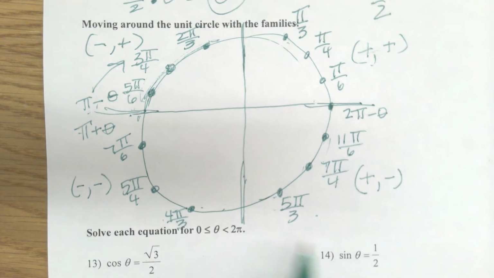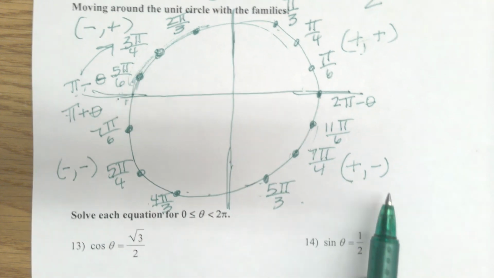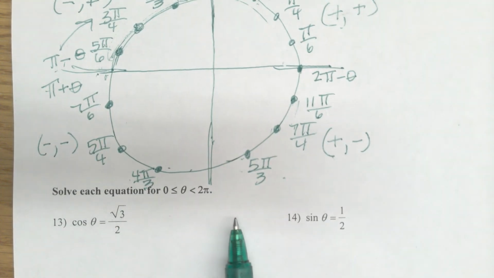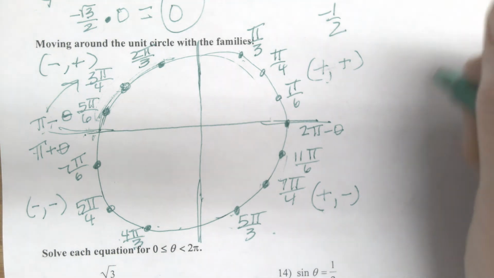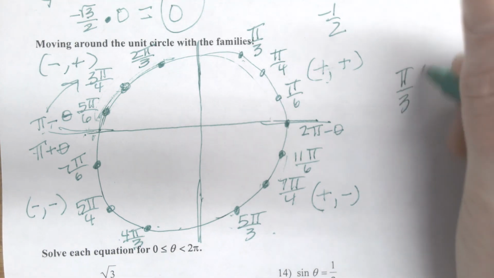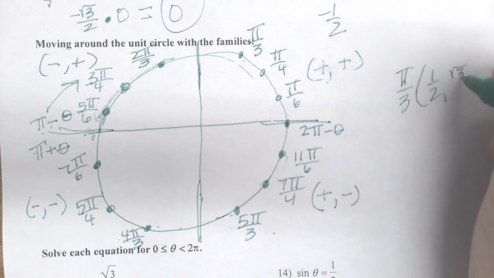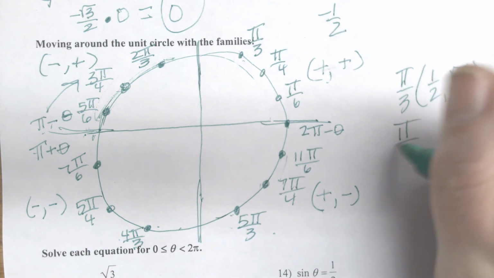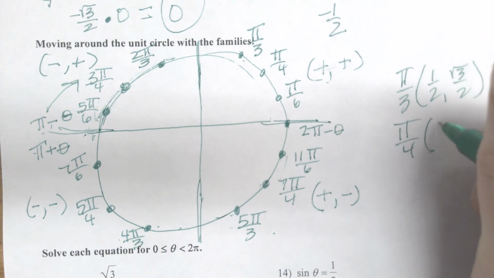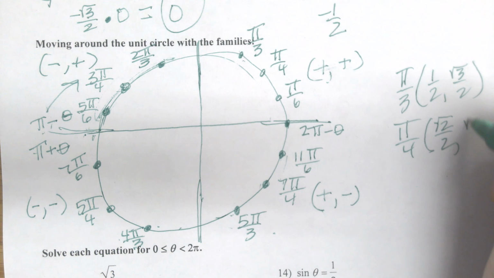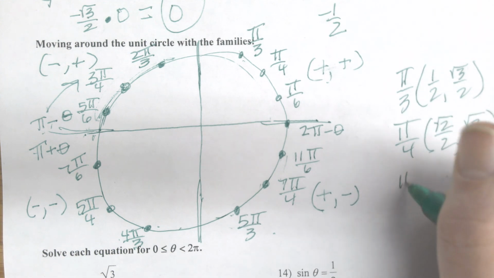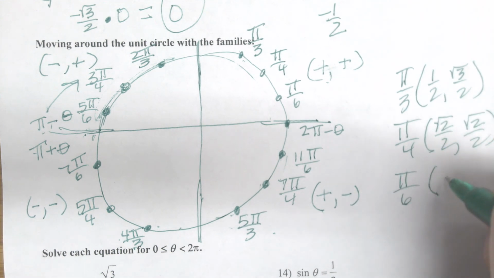Okay, so how do I use these to help me? Well, I'm going to be solving equations. And remember that the pi over 3 family is 1/2, square root of 3 over 2. Pi over 4 is square root of 2 over 2, square root of 2 over 2. And pi over 6 is square root of 3 over 2, 1/2.